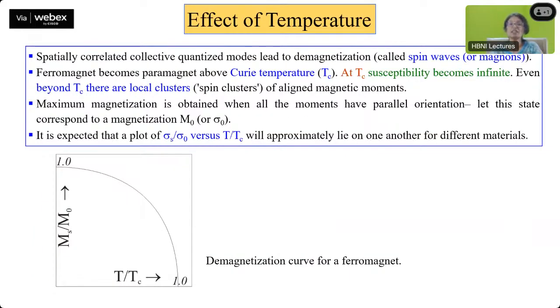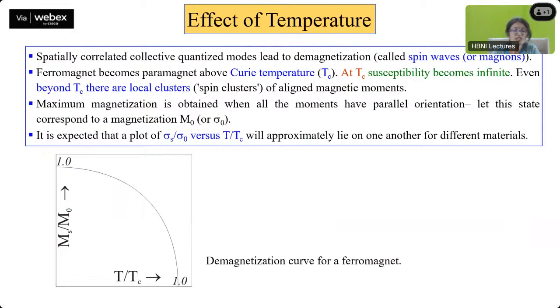And then we look into the effect of temperature. We said that there are two different effects happening. One is the external field, which is trying to align the domain walls and the magnetic moments. And the other is the effect of temperature. So we now discuss the effect of temperature. Spatially correlated collective quantized modes lead to demagnetization. Ferromagnets become paramagnets above the Curie temperature. At the Curie temperature, the susceptibility becomes infinite.